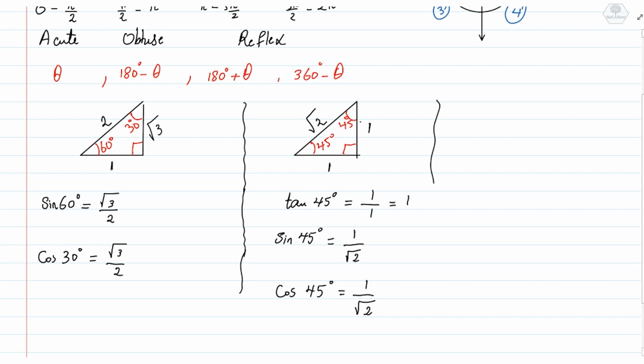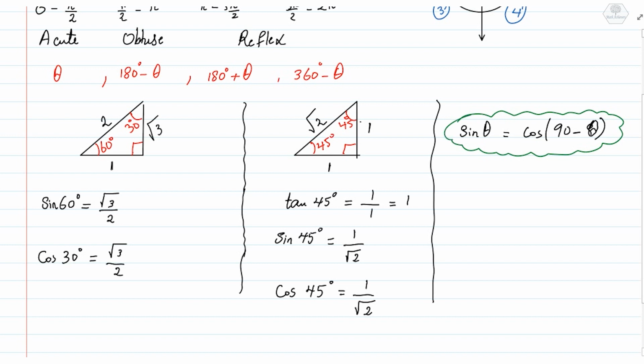So we can conclude that sine theta is equal to cosine of 90 minus theta. This is an important identity that we have to know. We have that sine theta is equal to cosine of 90 minus theta.